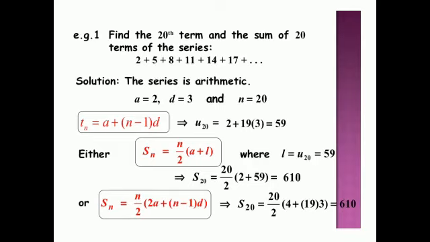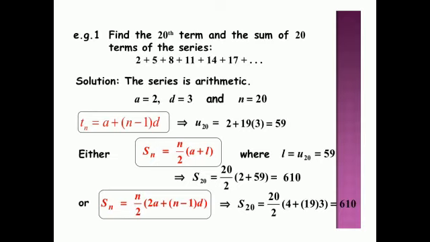Here is one example. Find the 20th term and sum of 20 terms of the series. So we have to find two things from here. 2 plus 5 plus 8 plus 11 plus 14 plus 17 is the series we have. So the first question is to find the 20th term.